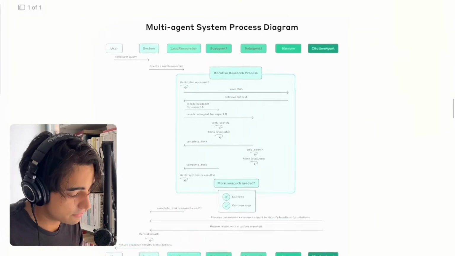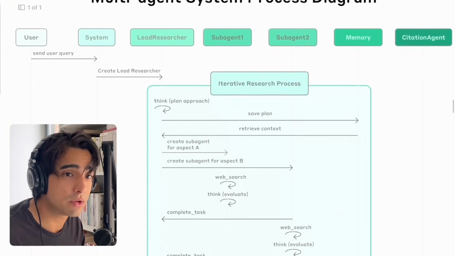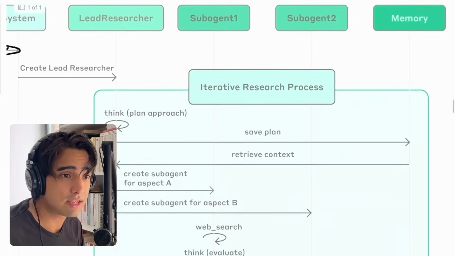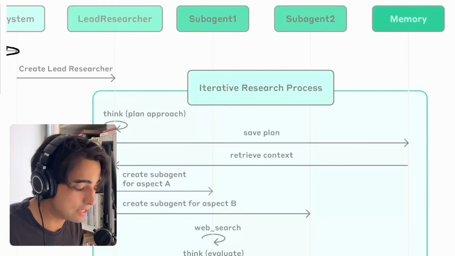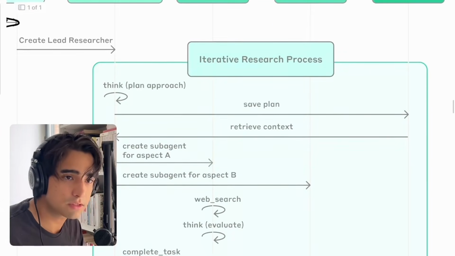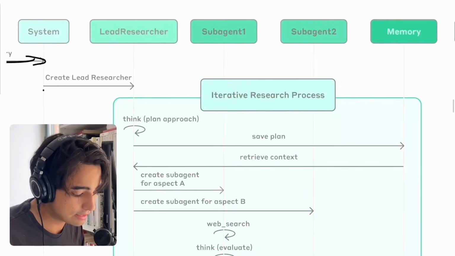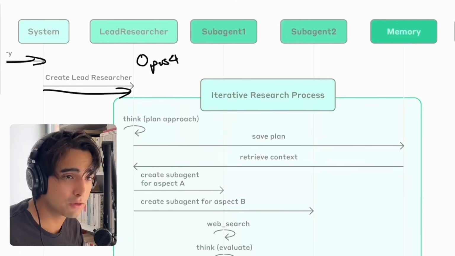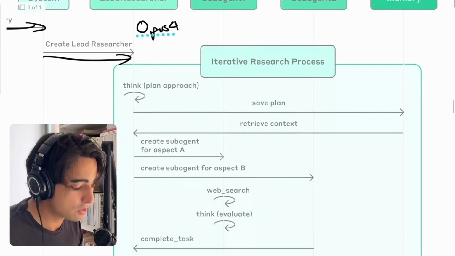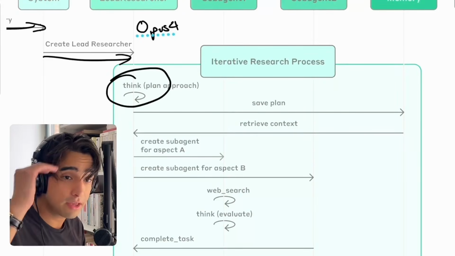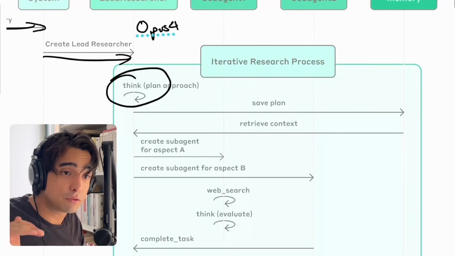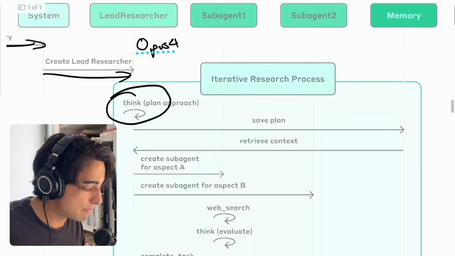And here's a more detailed diagram of what is going on. It all starts with the user. The user will send a query like this to the system, and we start the iterative process of the multi-agent system. The first step is to create the lead researcher, which, if you remember correctly, works on Opus 4. Do not confuse this with O4. And it starts by thinking. Very important step. It will think about the plan that it needs for the entire research, the research topics that it needs to focus on, and it will store that plan in memory.